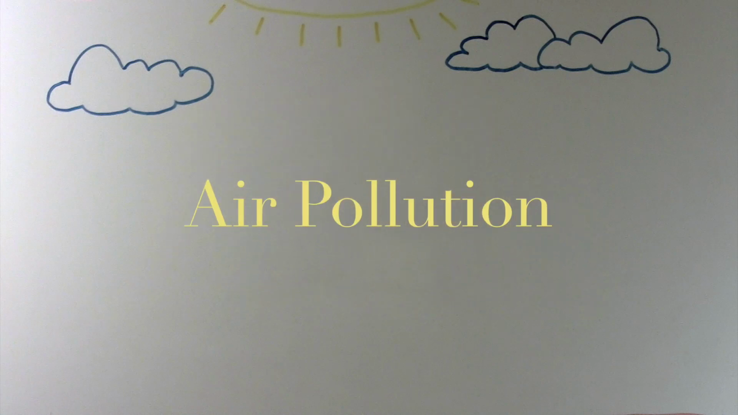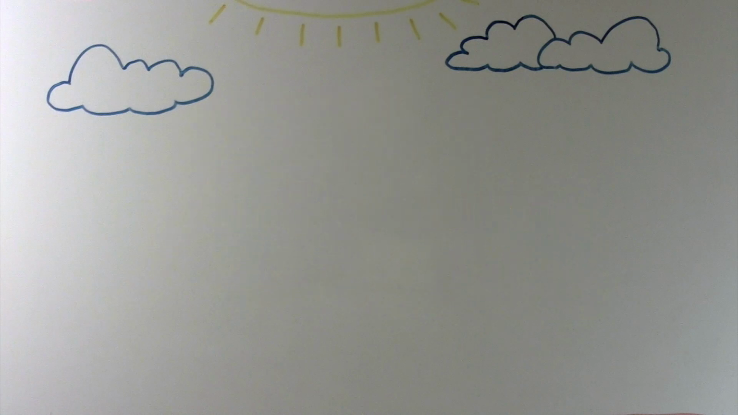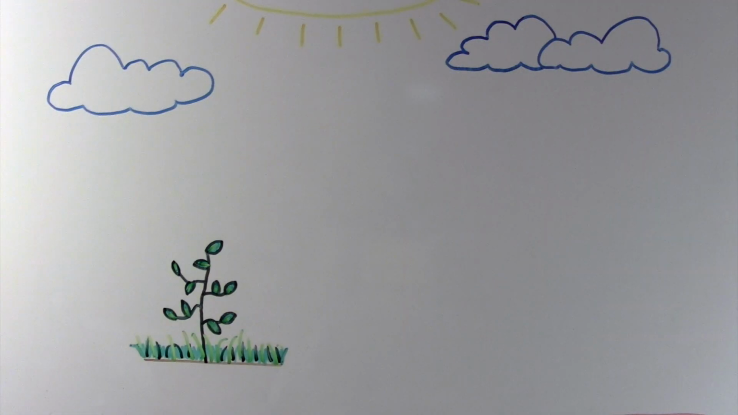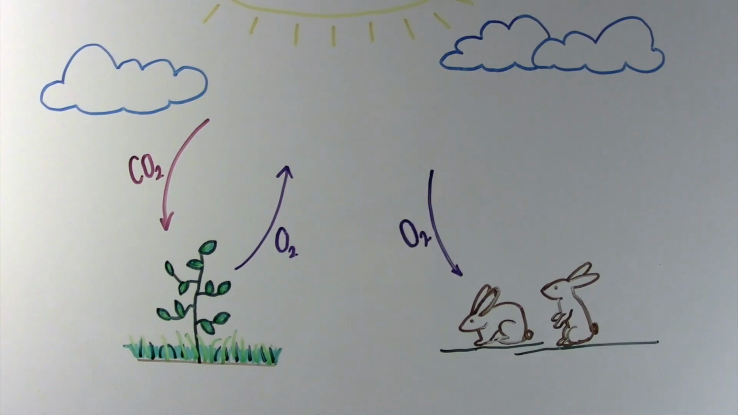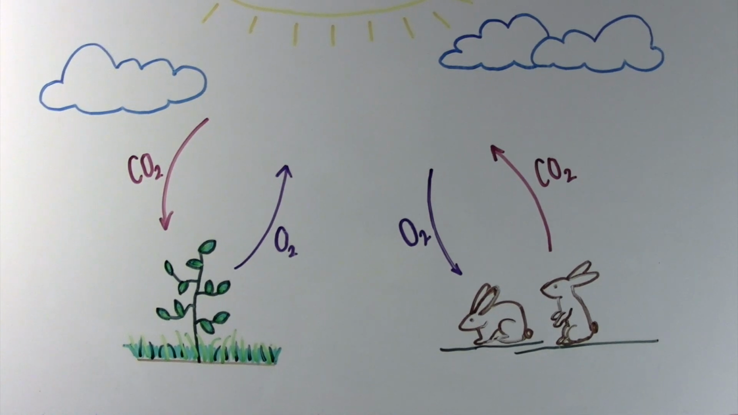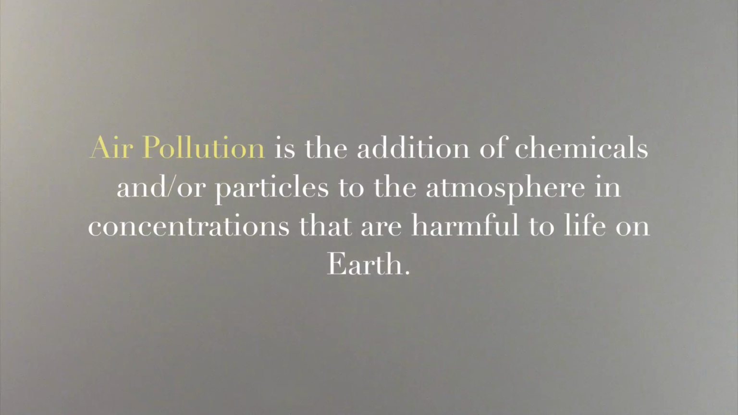Our atmosphere serves both as a resource for nutrients and as a depository for waste. For example, photosynthetic plants take in carbon dioxide from the atmosphere as a nutrient and expel oxygen as waste. Animals that utilize oxygen give off carbon dioxide. However, humans have the ability to add extra waste to the atmosphere that we call air pollution.